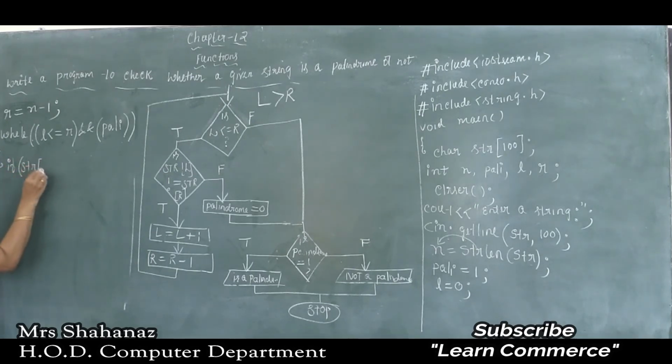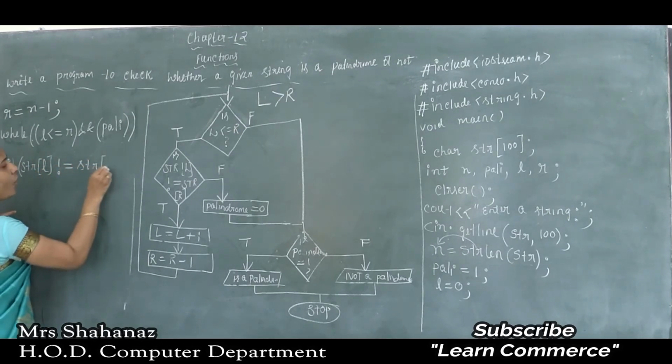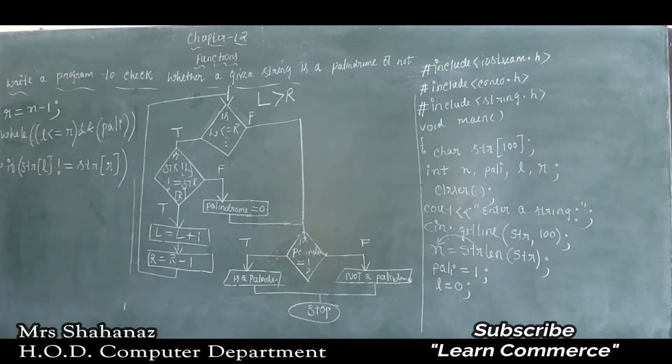str of L is not equal to str of R. Okay? So write it properly here. If, opening the bracket, str of L, the L should be enclosed using the square bracket, not equal to str of r, using the square bracket as well. Then finally I completed the parenthesis that I opened here. Clear this point here? I closed it here. So str of L is not equal to str of r here.